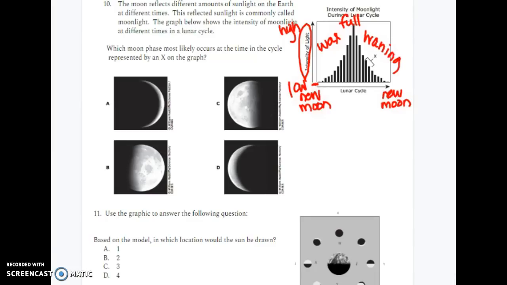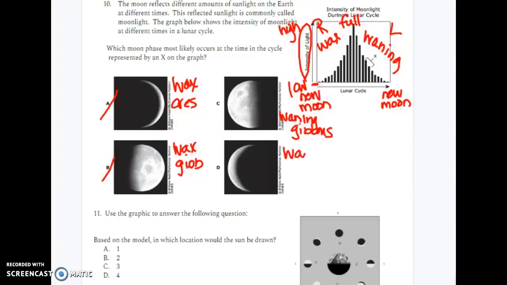Okay, so waning means that my light is going to be on my left. Waxing would be on my right. So this is going to be a waxing crescent. This is going to be a waxing gibbous. So these two are automatically eliminated because they are waxing and we're on our waning side. Over here, this is going to be my waning gibbous, because my light is on the right. I'm sorry, my light is on the left. And over here, this is going to be a waning crescent.